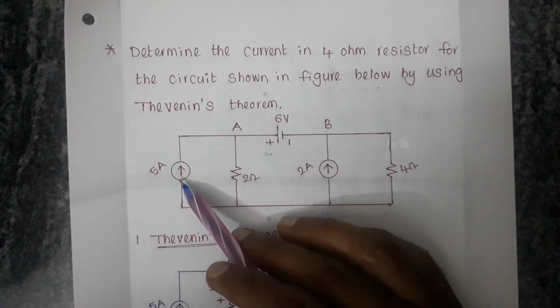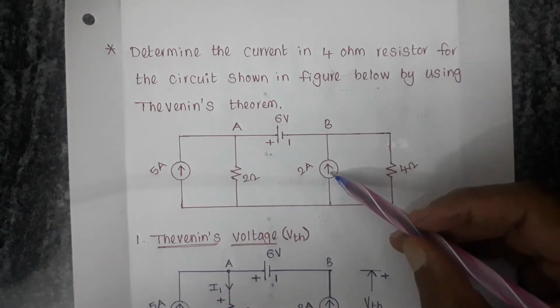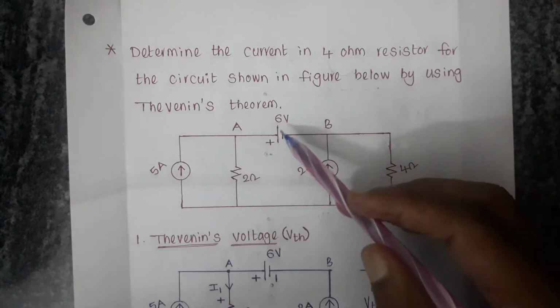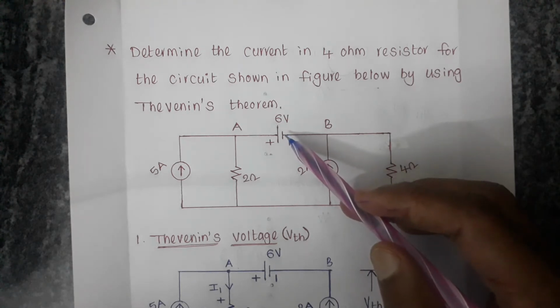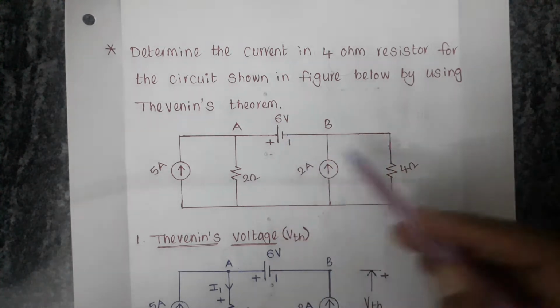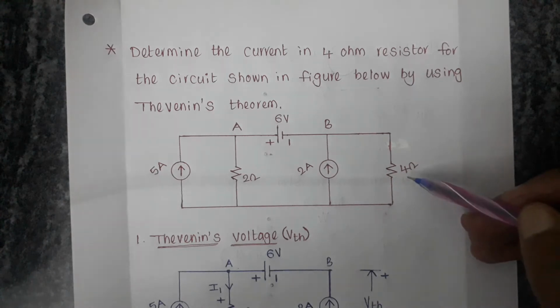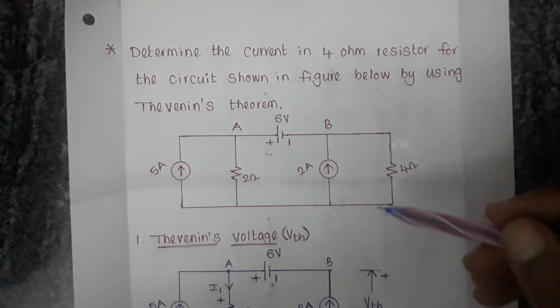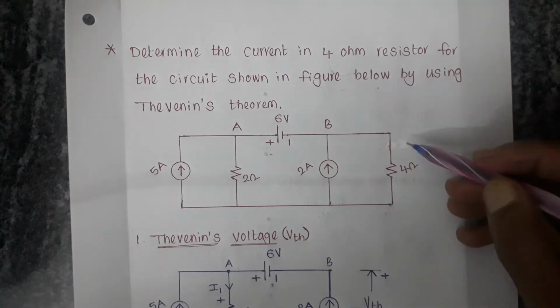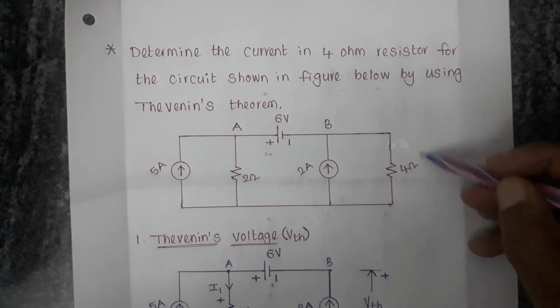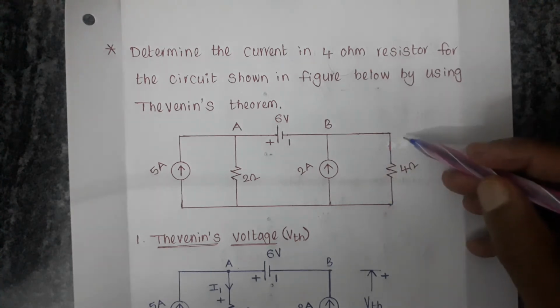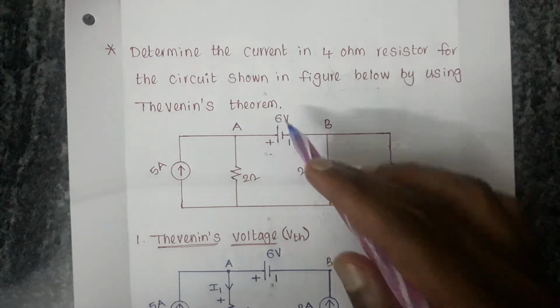So the 5 ampere source is an independent source, the 2 ampere source is an independent source, the 5 volt source is also an independent source, and there are 2 resistors, a 2 ohm resistor and a 4 ohm resistor. So he is asking us to find the current in this 4 ohm resistor by using Thevenin's theorem.